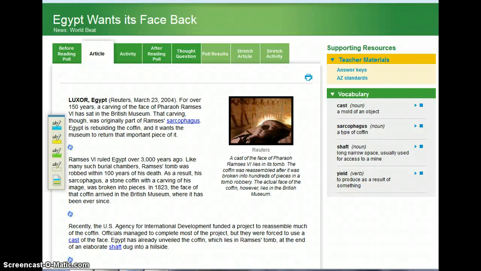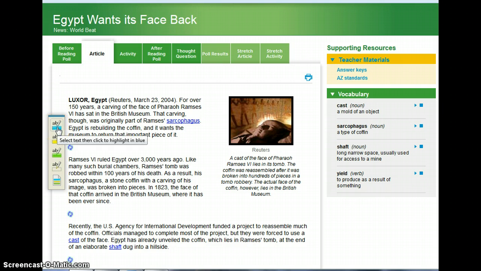Today we are going to summarize a piece of text by finding the keywords or phrases that are most important. Remember that these points of information should focus on the who, what, when, and where from each text. I am going to begin by modeling two paragraphs for you using the article Egypt Wants Its Face Back found in Achieve 3000. To start, I'm going to utilize the highlighting tool to help determine the key points.